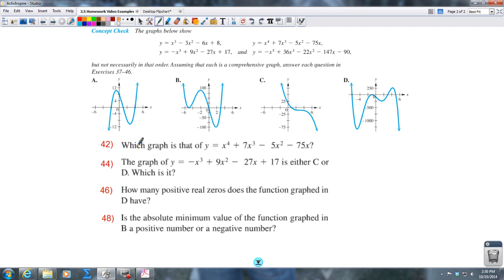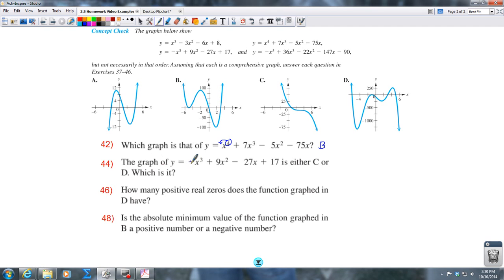Number 42: which graph is that of y equals x to the 4th plus 7x to the 3rd minus 5x squared minus 75x? Because this is x to the 4th and the leading coefficient is positive, we're similar to the parent of the parabola, which goes up, up. The only graph that has arrows going up and up is part B, choice B. It's the only one it could be. Everything else is up and down, even part A, down and up. So that couldn't be number 42.